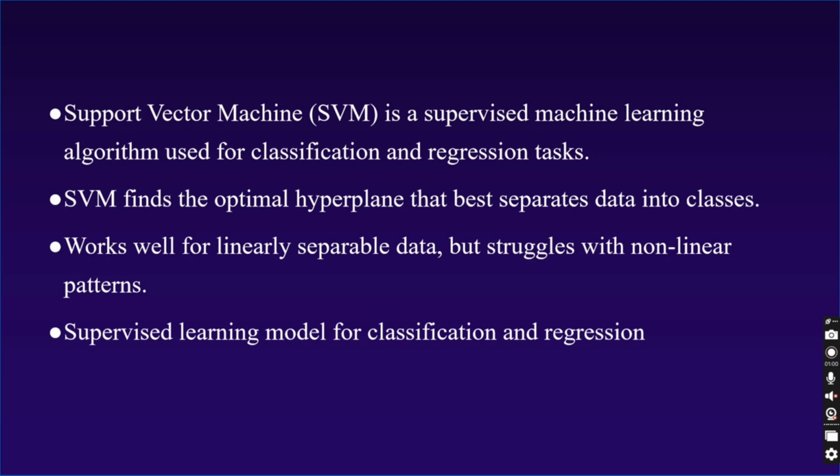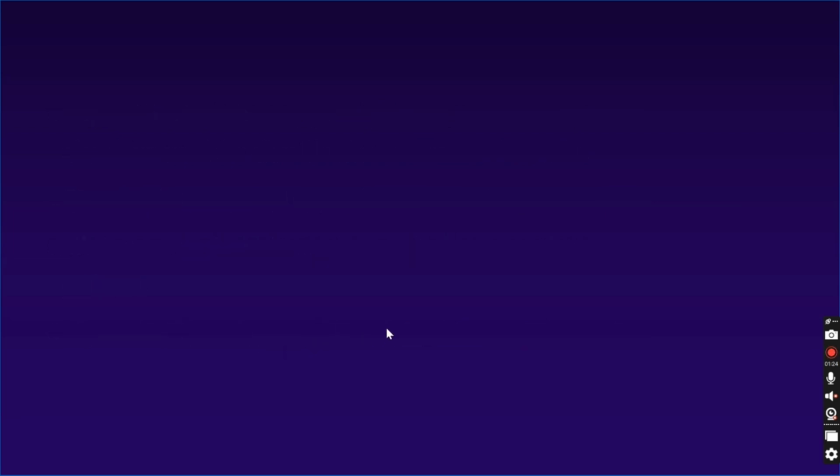SVM is a supervised learning algorithm used for classification and regression. It finds an optimal hyperplane to separate the classes, which is effective for linearly separable data, but has limitations with complex nonlinear patterns. It works for linearly separable data.